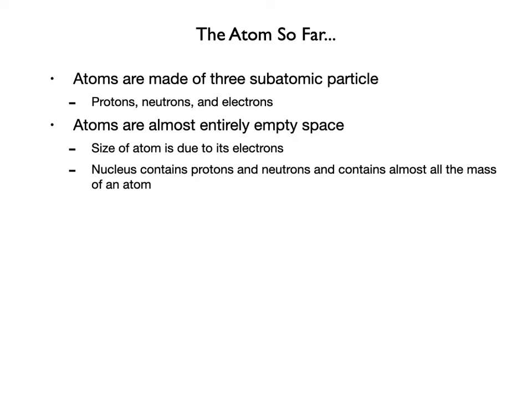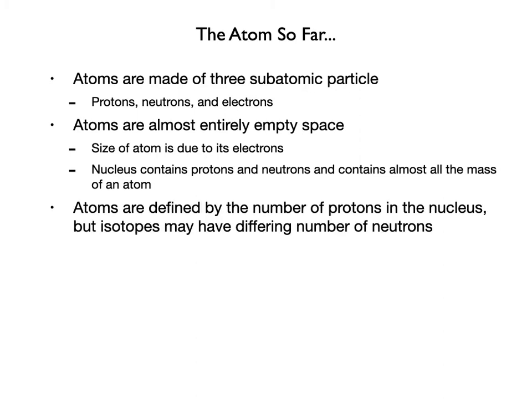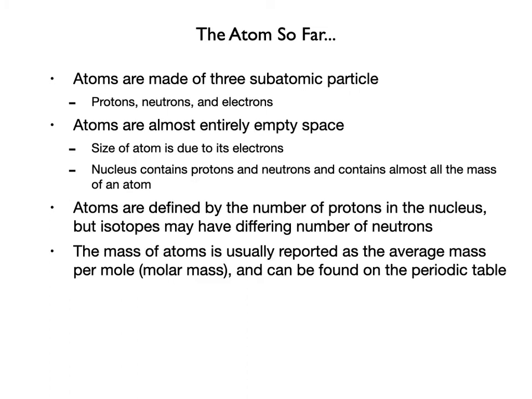The size is due to the number of electrons outside the nucleus, and within the nucleus, which has all of the mass, contains the protons and the neutrons. We also know that atoms are defined by the number of protons in the nucleus, but there are different isotopes, which have the same number of protons but differing numbers of neutrons. The mass of atoms, which is on the periodic table, as we've seen and we'll discuss, is really the average atomic mass of all of the naturally occurring isotopes of an element.